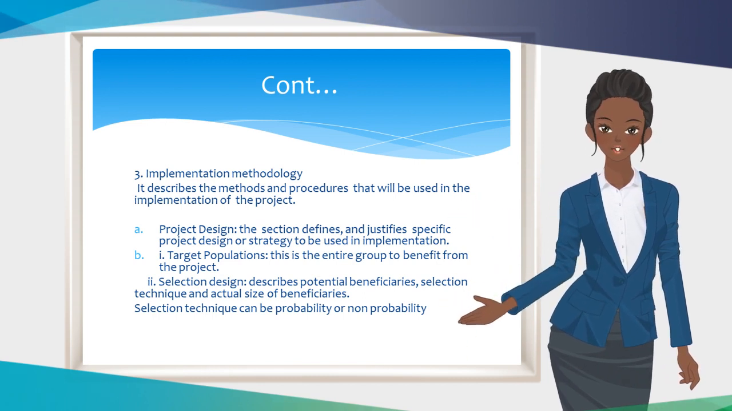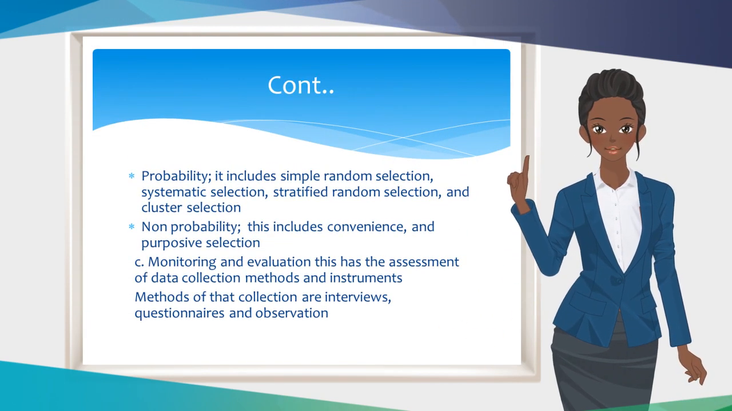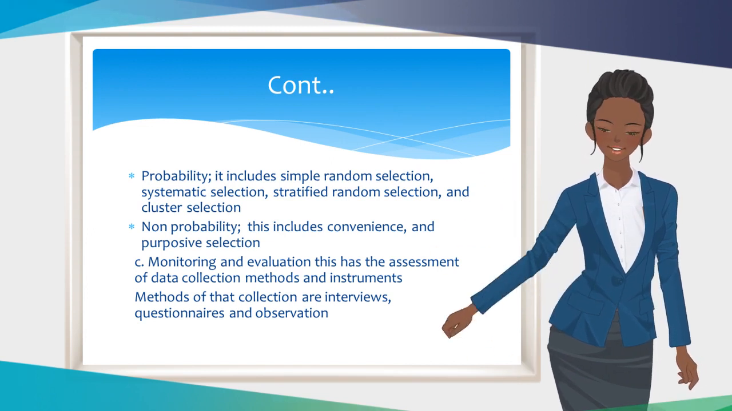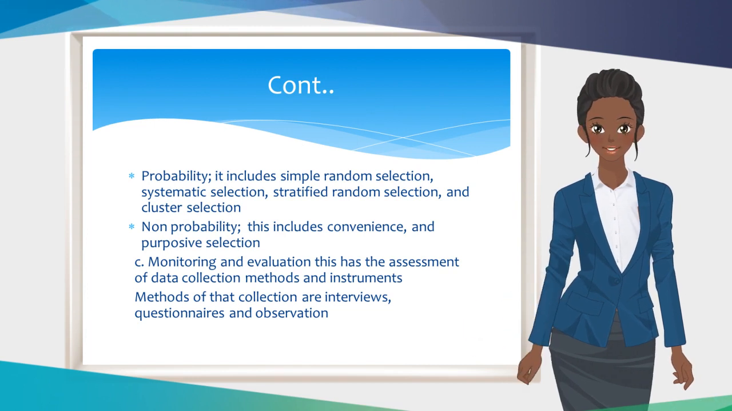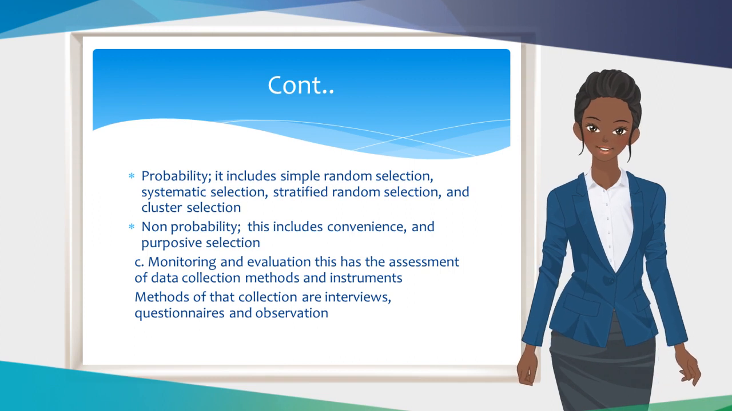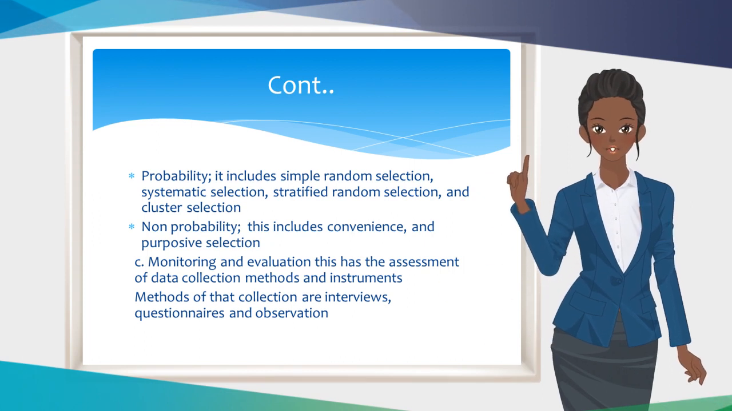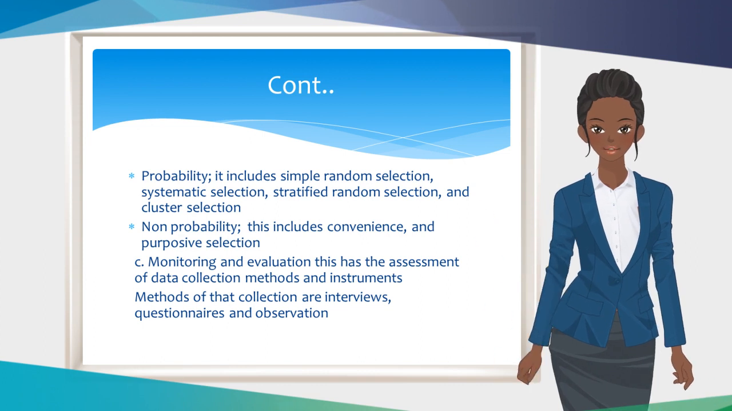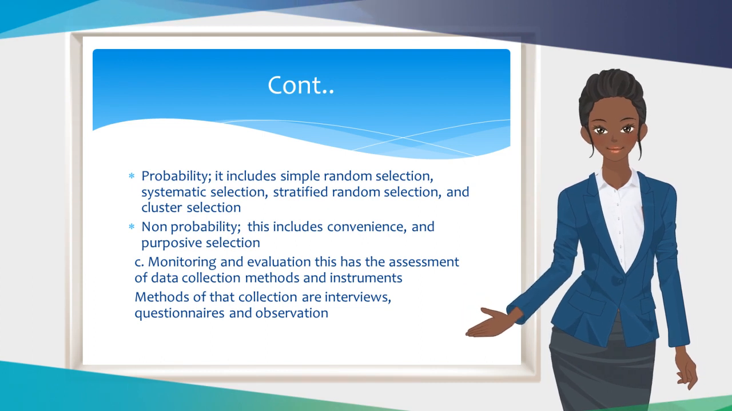Selection techniques are probability and non-probability. Probability is where you use simple random selection, systematic selection, stratified random selection, and cluster selection. Non-probability techniques have convenience and purposive selection. Monitoring and evaluation. This has the assessment of data collection methods and instruments. You will state the methods that you will use in that collection. The methods are interviews, questionnaires, and observation.